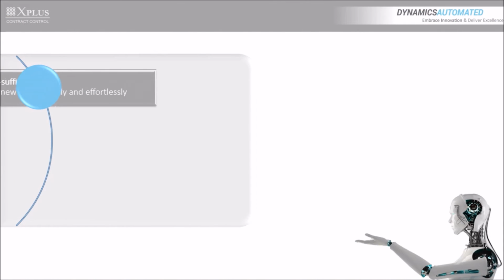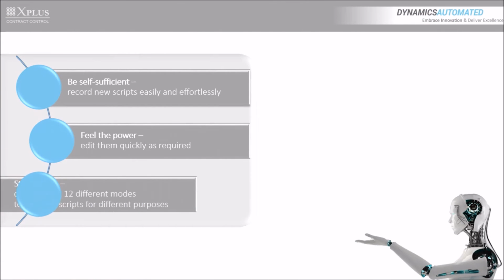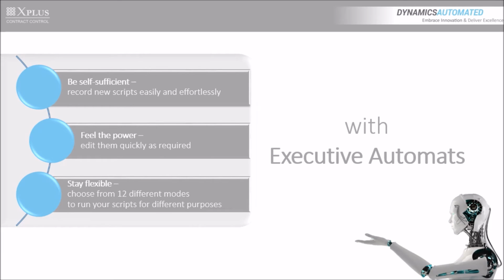Okay, so this is how, thanks to Executive Automats, we've recorded a script reflecting a part of a process that we were after. We've adapted the script to our needs. We've compiled it and finally run it, all of which in no time and pretty much without effort. A script that is supplied this way can then be used repeatedly and in different modes to cover different purposes, depending on your needs.